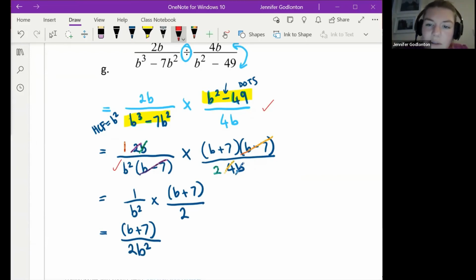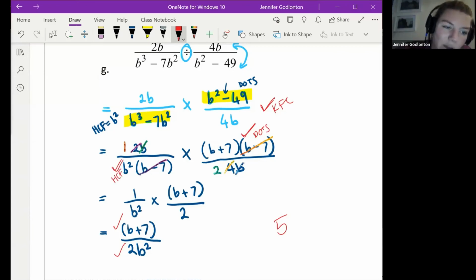So I want you to give yourself another mark if you were able to do difference of two squares, and then one mark for your, actually I'm going to give you two marks here, one for having the correct numerator and one for having the correct denominator. So that's 5 marks over here. Let me know how you did out of 5. 0, 1, 2, 3, 4, or 5 out of 5. Just to go over where your marks are: one for doing KFC, one for doing DOTS, one for doing HCF, one for your numerator, and one for your denominator.